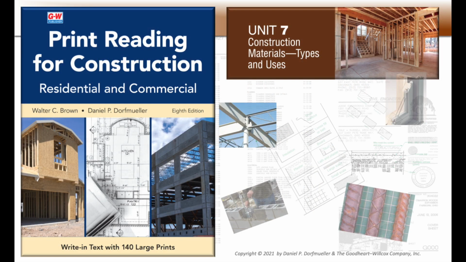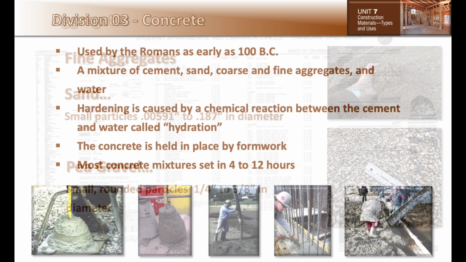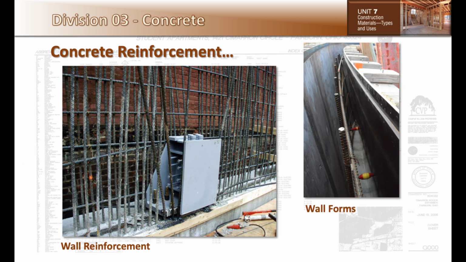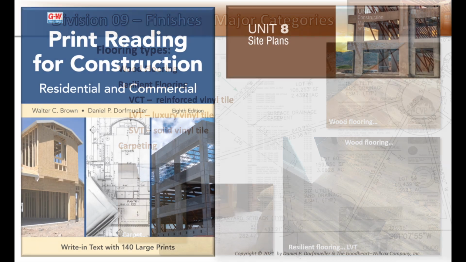Unit 7, Construction Materials, Types and Uses. In this unit, we look at many common materials used in construction, starting with gravel, sub-base material, concrete, reinforcing materials, masonry, steel, and lots more.